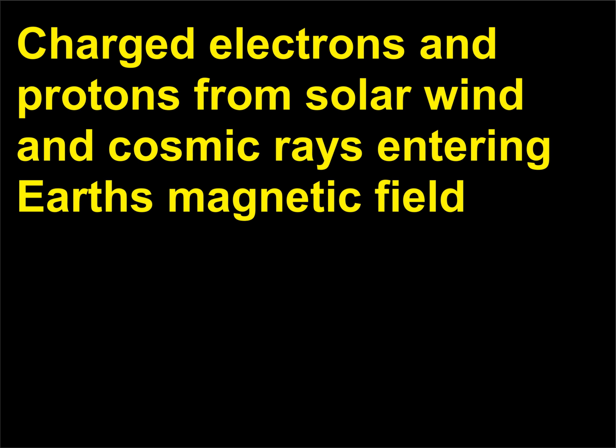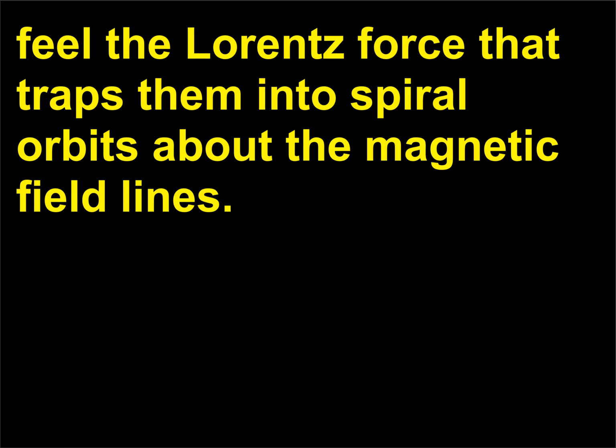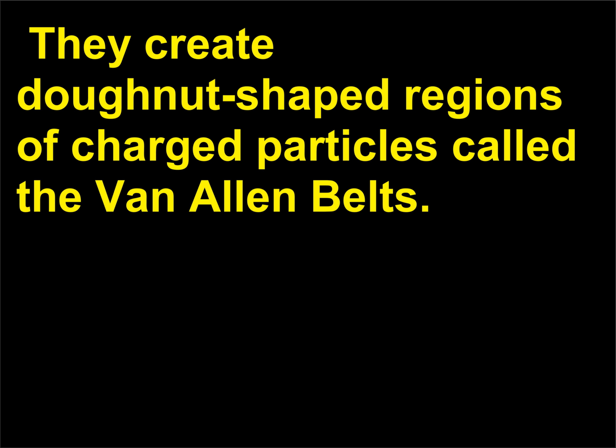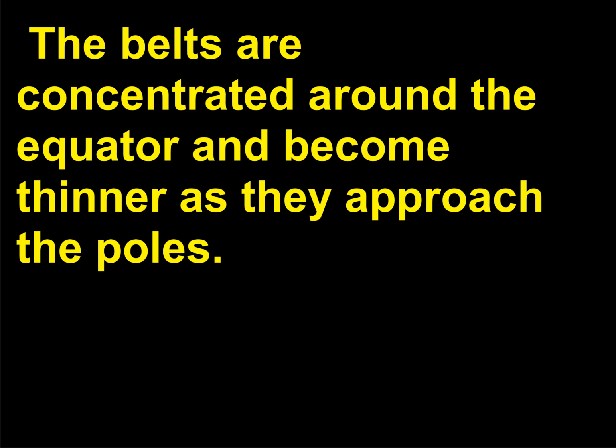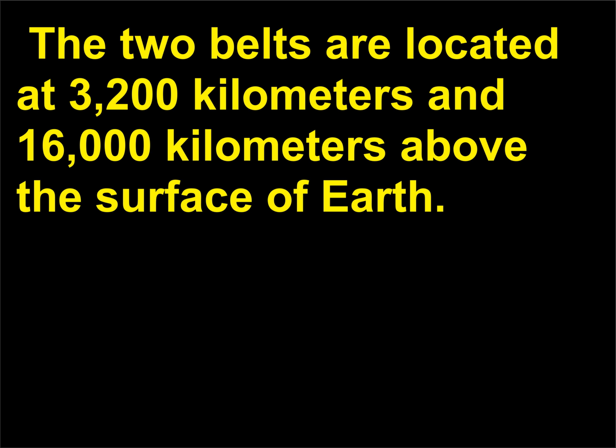What are the Van Allen belts? Charged electrons and protons from solar wind and cosmic rays entering Earth's magnetic field feel the Lorentz force that traps them into spiral orbits about the magnetic field lines. They create donut-shaped regions of charged particles called the Van Allen belts. The belts are concentrated around the equator and become thinner as they approach the poles. The two belts are located at 3,200 km and 16,000 km above the surface of Earth.